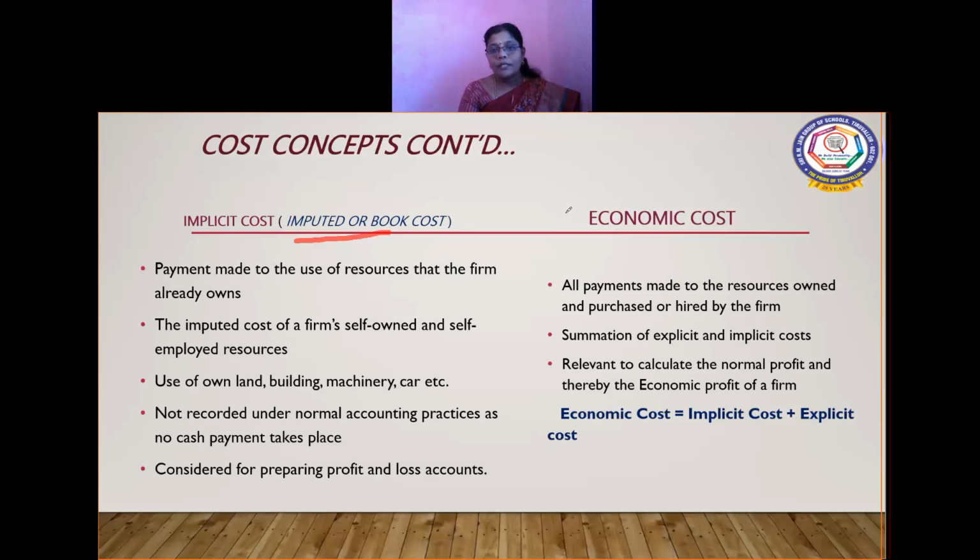Next, we are going to discuss economic cost. It refers to all payments made to the resources owned and purchased, or sometimes hired. So it is the summation of explicit and implicit cost. It is very helpful to calculate the normal profit and thereby the economic profit of a firm. So economic cost is equal to implicit cost plus explicit cost.